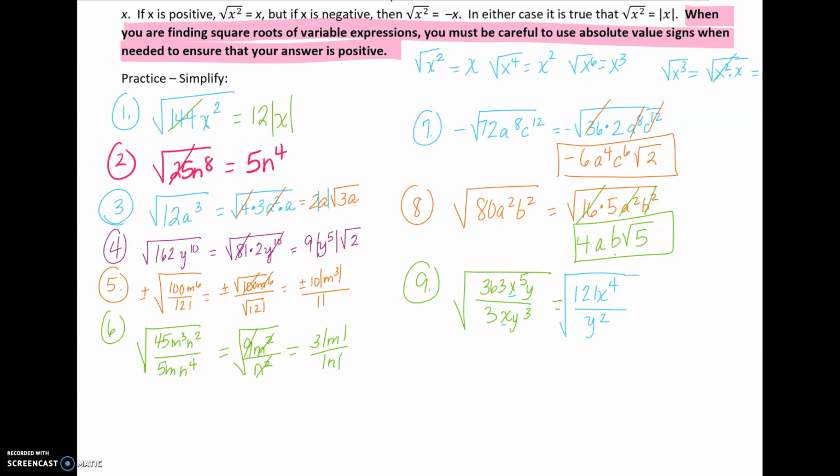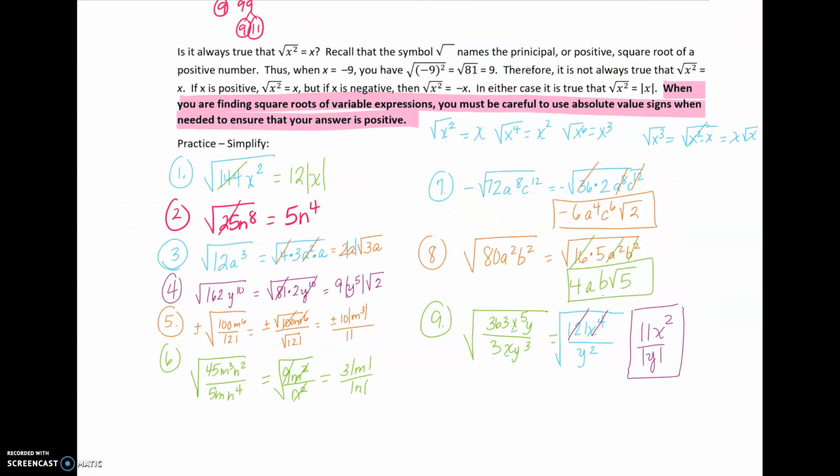121 is a perfect square. It's 11. X to the 4th is a perfect square. It's x squared. And y squared is a perfect square. It is y. And that, of course, is an odd exponent. So it would be 11x squared divided by the absolute value of y.